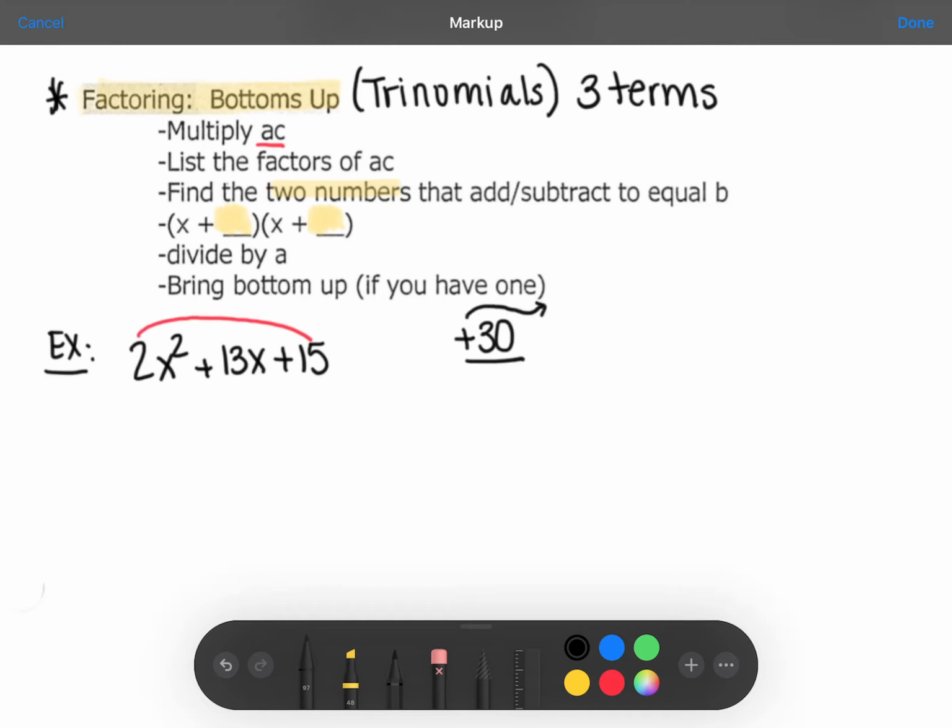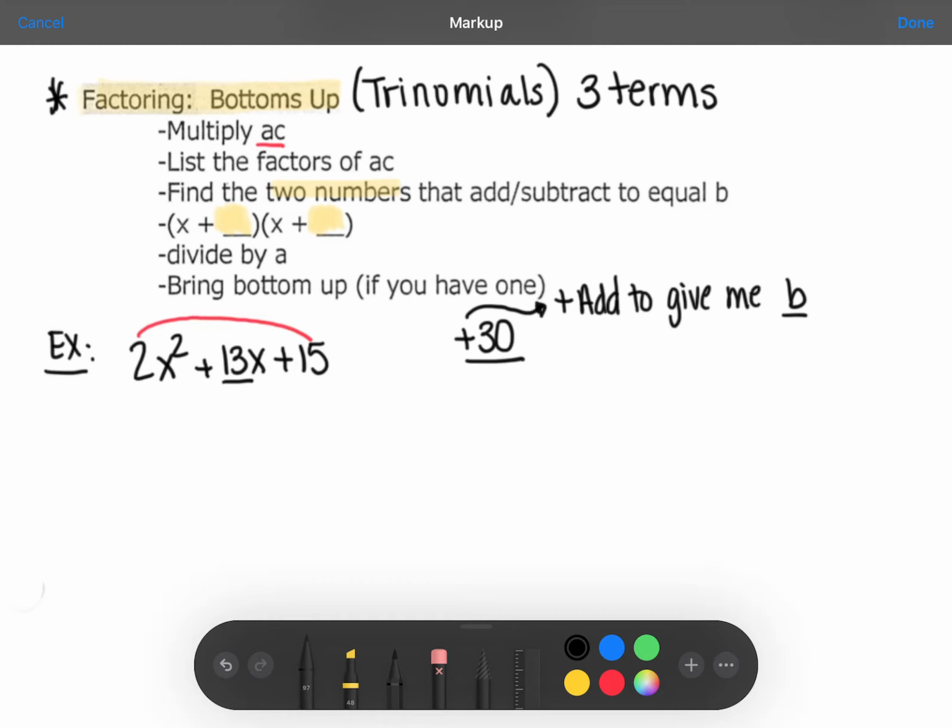This right here is going to help me determine whether I am going to add or subtract my 2 numbers. So here I'm going to find 2 numbers that add to give me the middle number. My middle number is 13 in this case. So I need to find 2 numbers that multiply to 30 that would at the same time add to give me the B value, which is 13.